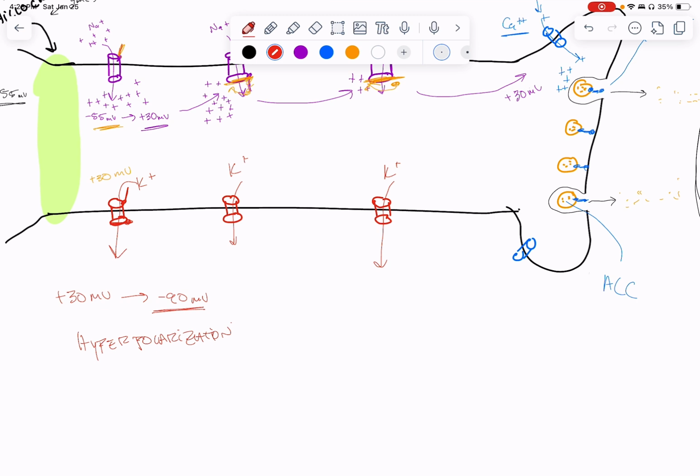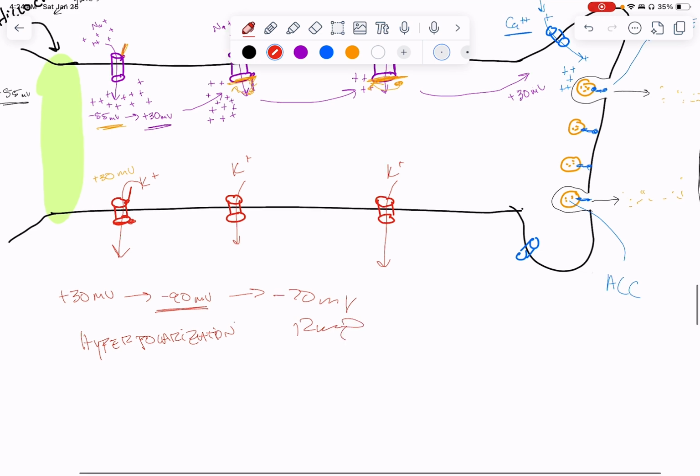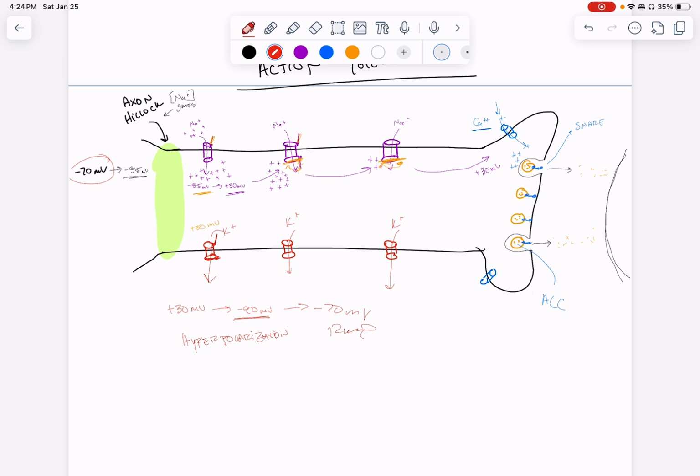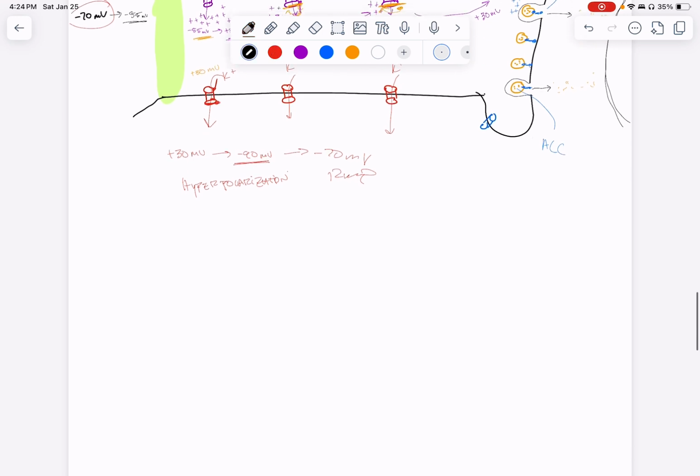But due to the sodium potassium ATPase pumps and the leak channels and everything, eventually it'll return back to that negative 70 millivolts, which is obviously our resting membrane potential. And so that's kind of how this whole process of an action potential works. And so what we'll talk about too a little bit is kind of what this looks like on a graph a little more.